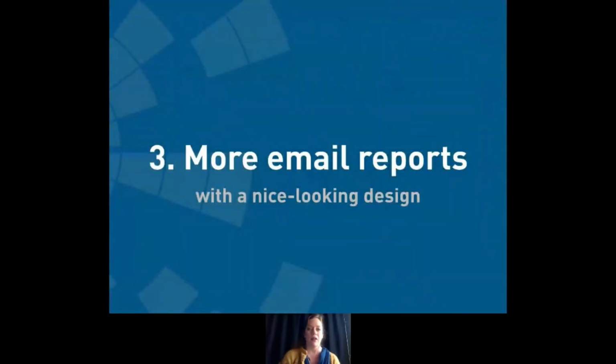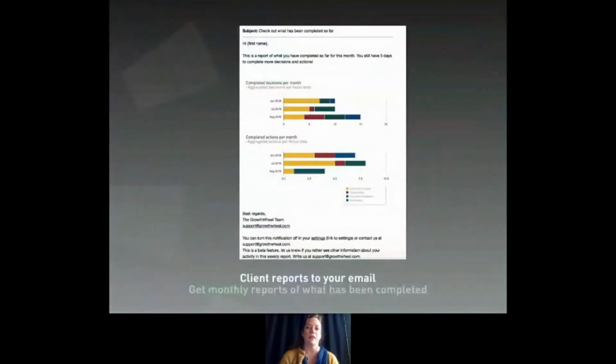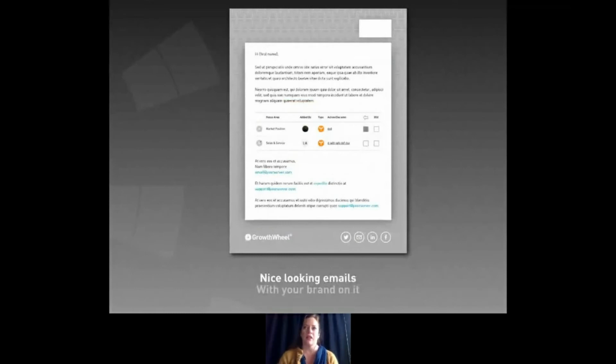We are going to have better looking email reports to our clients. So getting that monthly report of what the client has completed. So that's going to say, as you can see in this one, it says you still have 5 more days to complete more decisions and actions. So it's got a bit of that gamification. It's a little bit sticky where it's like, hey, this is what you did in June and July and these months, and so what can you get done now? So that's sort of a fun thing to see. And you can actually co-brand these then with your own organizations.